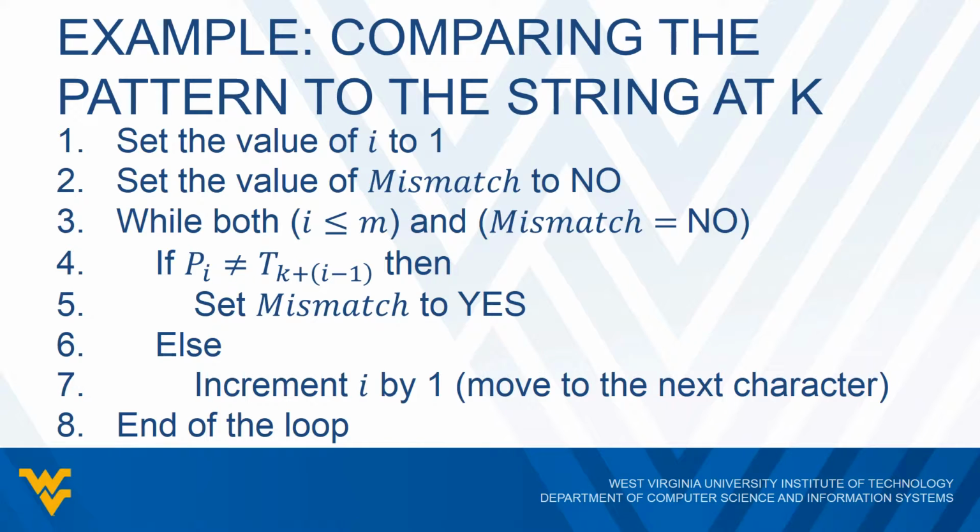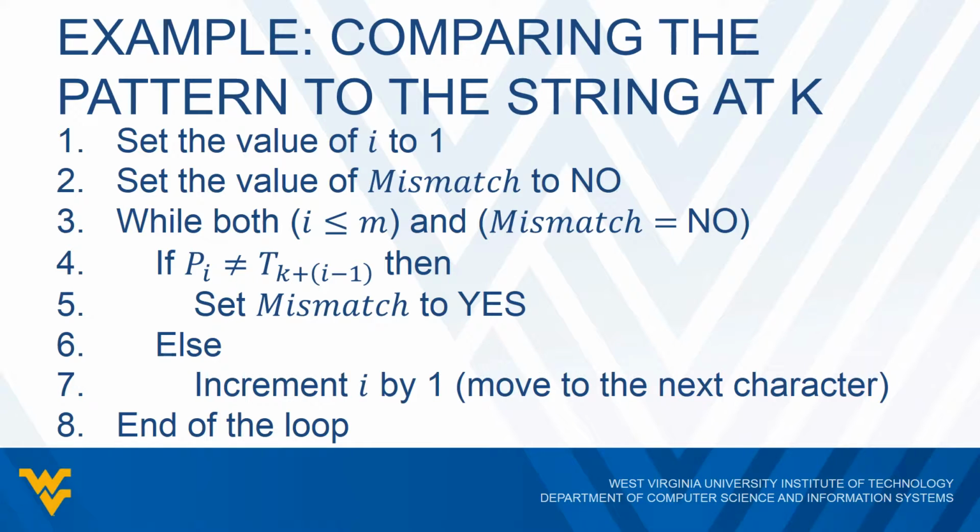Remember we saw some examples earlier of how we have our pattern lined up with our text. So k plus i minus 1 is the exact position in our text that we want to compare the respective character in our pattern. If they're not the same, then we know that we have a mismatch. The pattern does not match the text at this spot. So that's why at step 5 we would set mismatch to yes.